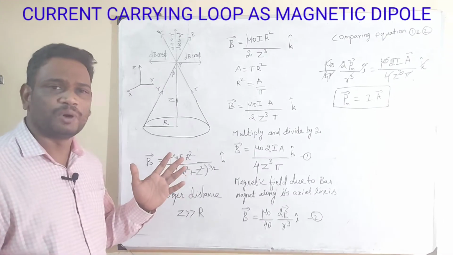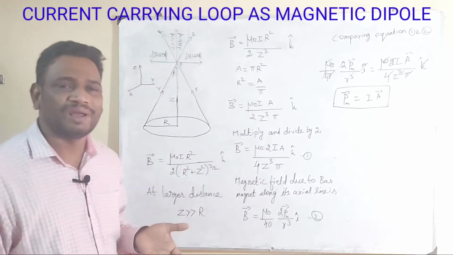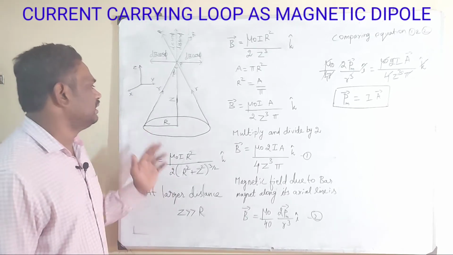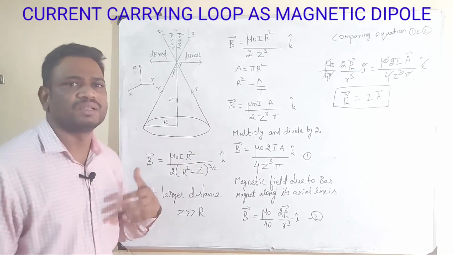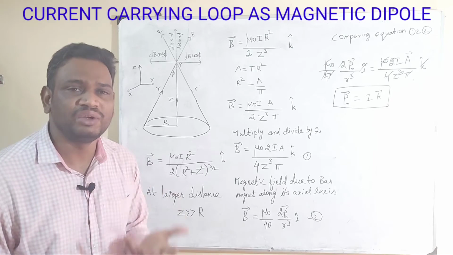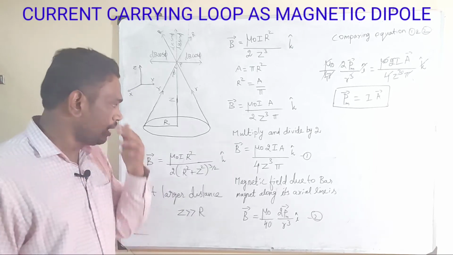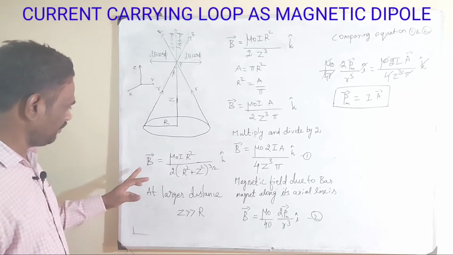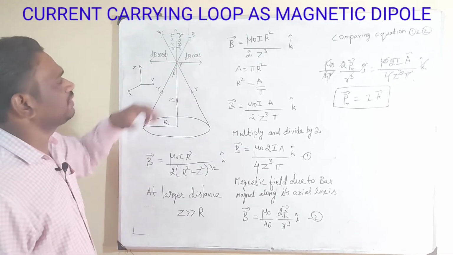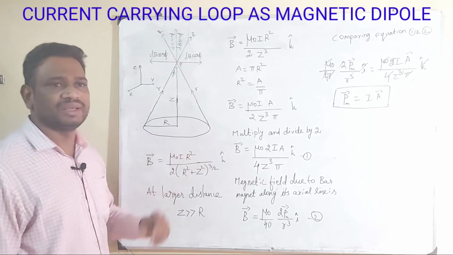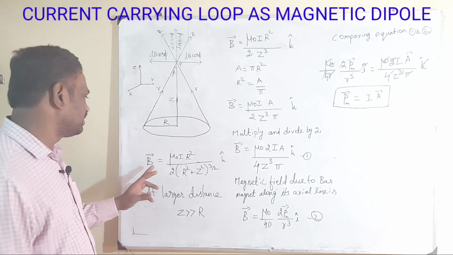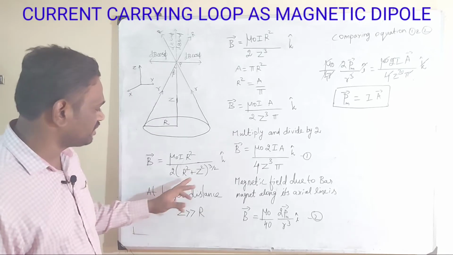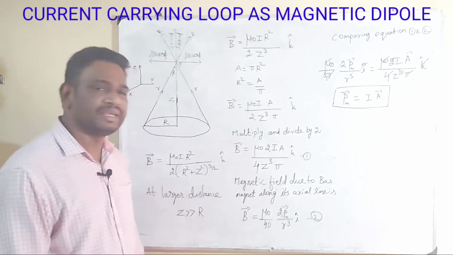Next we are going to see about the current carrying loop as a magnetic dipole. Here the circular coil is nothing but the current carrying loop. The current carrying loop behaves like a magnetic dipole. We know that the magnetic field at the point P due to a circular coil carrying current, B vector, is equal to mu naught I r square divided by 2 into (r square plus z square) whole power 3 by 2 into k cap.